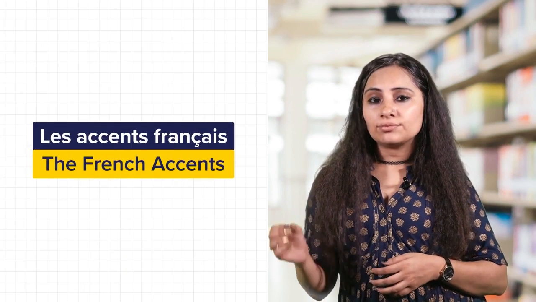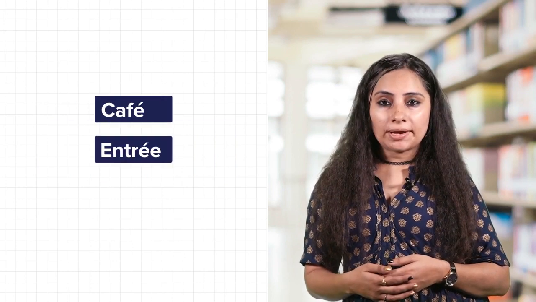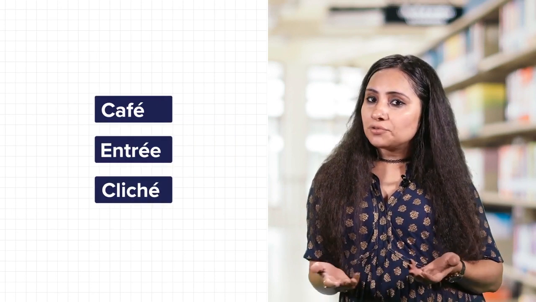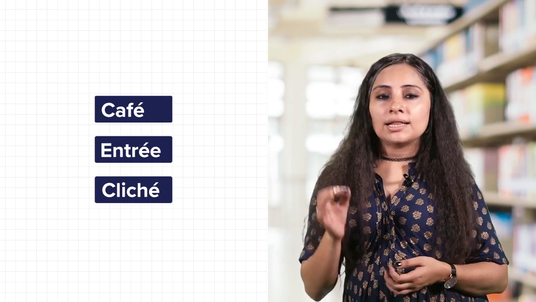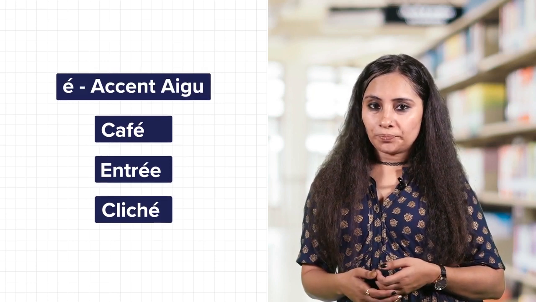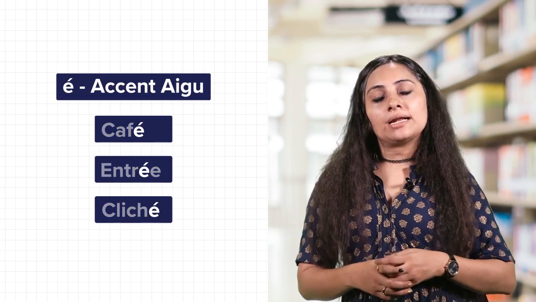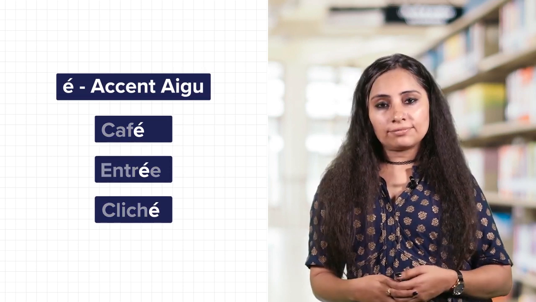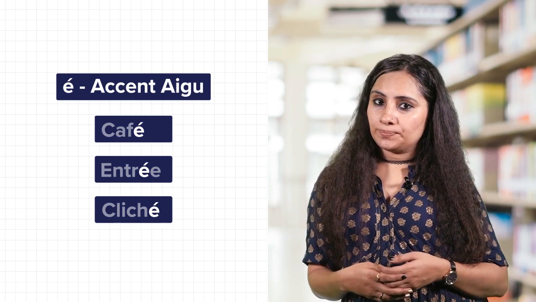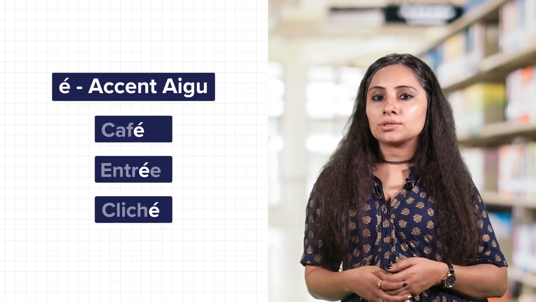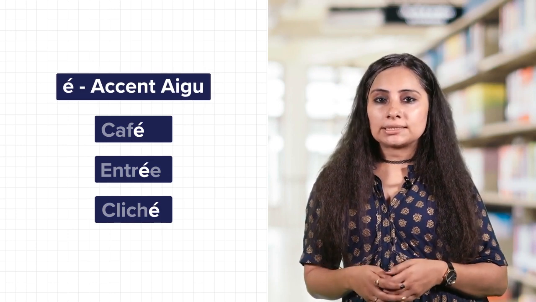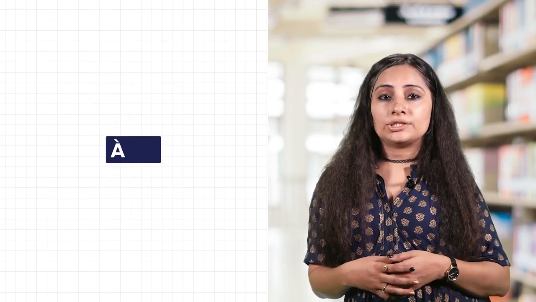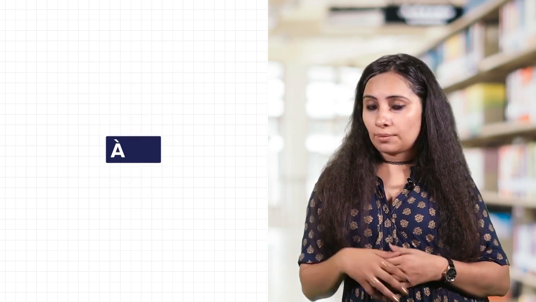We are about to learn now the French accents, les accents français. You must have noticed a line on the letter E while learning words like café, entrée, cliché. And if you try to remember, I had told you that it is the accent aigu. Yes, this line and other symbols on certain letters or alphabets are called accents. So yes, this one is called accent aigu. When this accent appears over E, it changes the pronunciation to é.